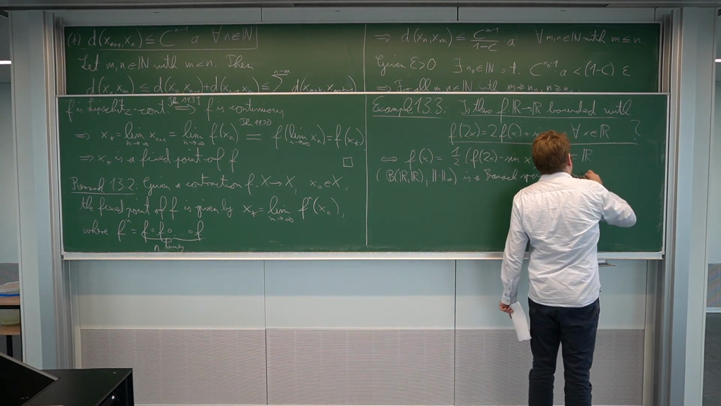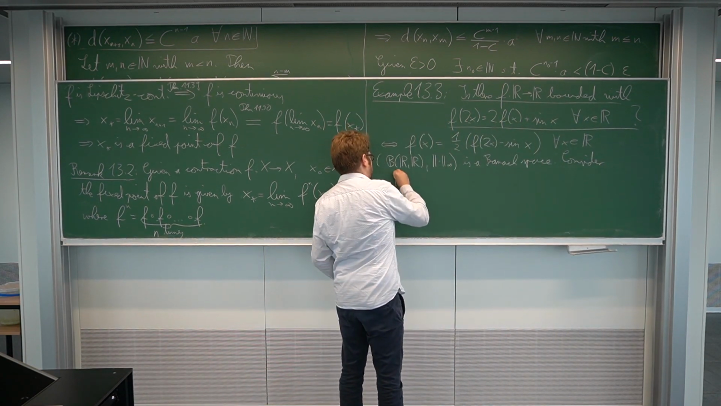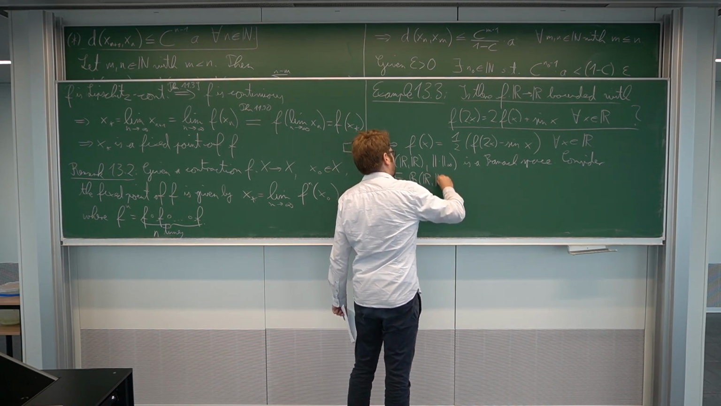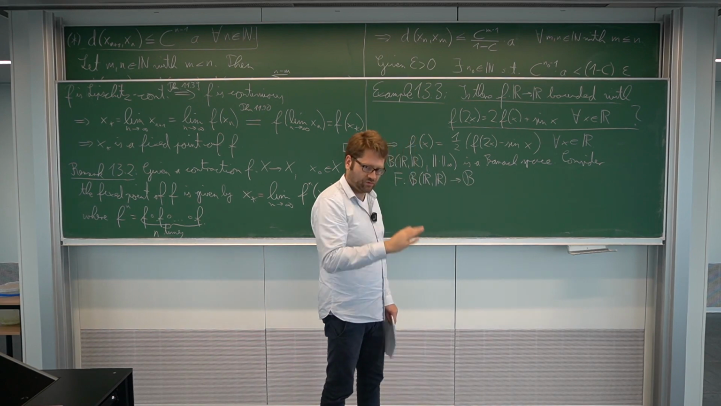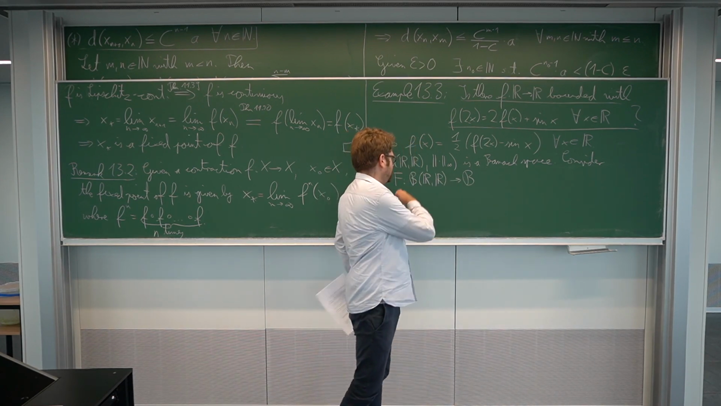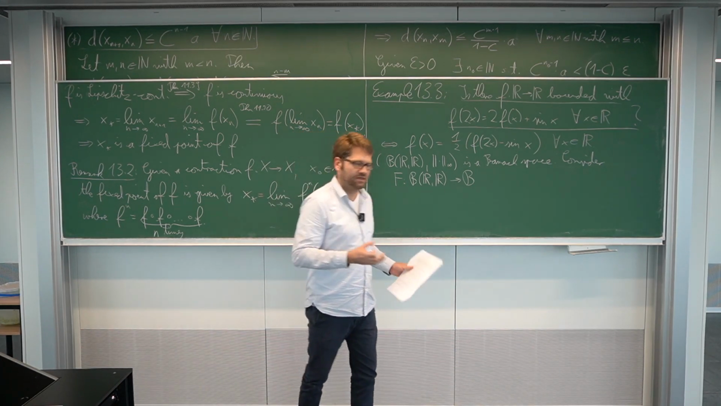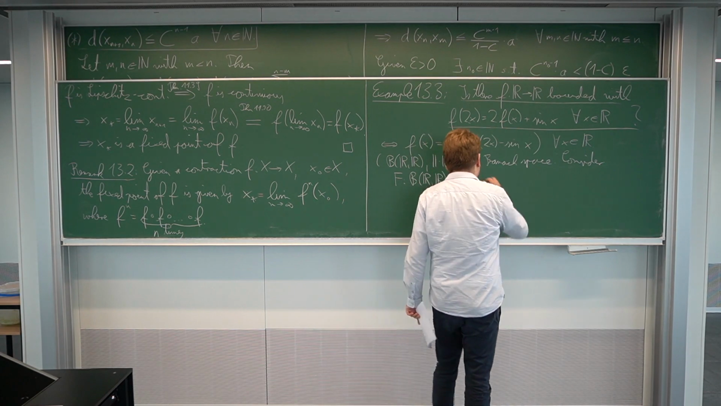And we now consider the following. We consider the map capital F, which goes from B(R,R) to itself. Since it's a Banach space, a complete normed vector space, in particular if we take the metric induced by the norm, it's a complete metric space. So this is where the Banach fixed point theorem can in principle be applied in this setting.